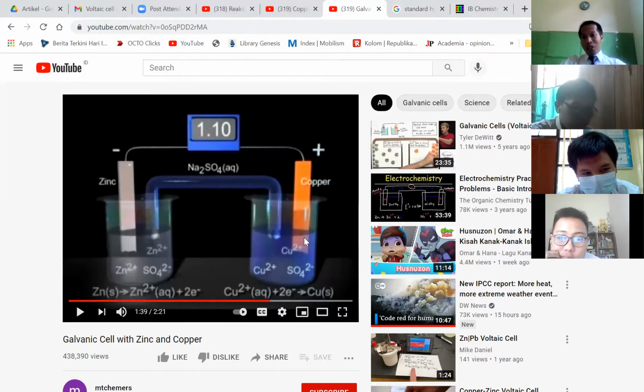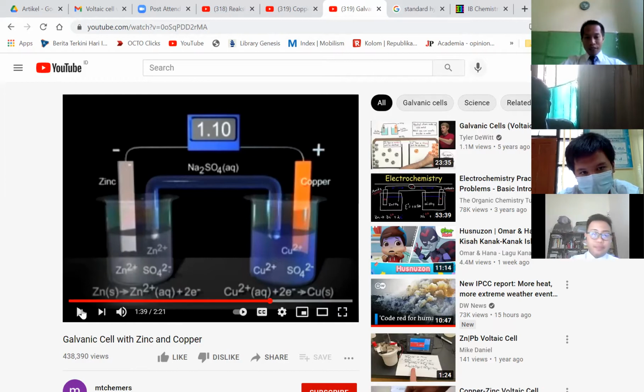This is how the electron is moved. From here, zinc is oxidized, giving electrons to the circuit, and the electrons go to the copper 2+ and deposit copper here. So there is a flow of electrons in the circuit. The electrode at which oxidation occurs is called the anode. The reaction in the right-hand compartment is reduction of copper. The electrode at which reduction occurs is called the cathode.